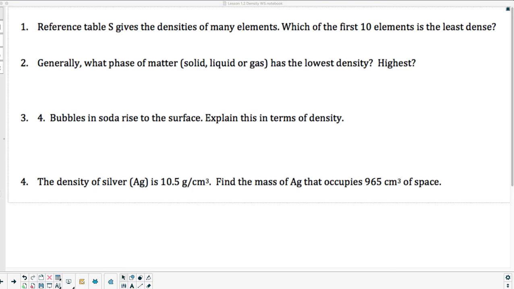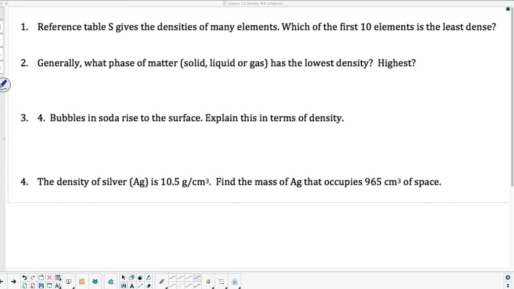Hey class, let's go over a couple of examples. This right here is the lesson 1.2 density worksheet. I'm going to go through a couple of examples. I'm not going to do all the problems, obviously, but I'm going to go through a bunch of them to make sure that you guys are okay and understand completely what's going on.